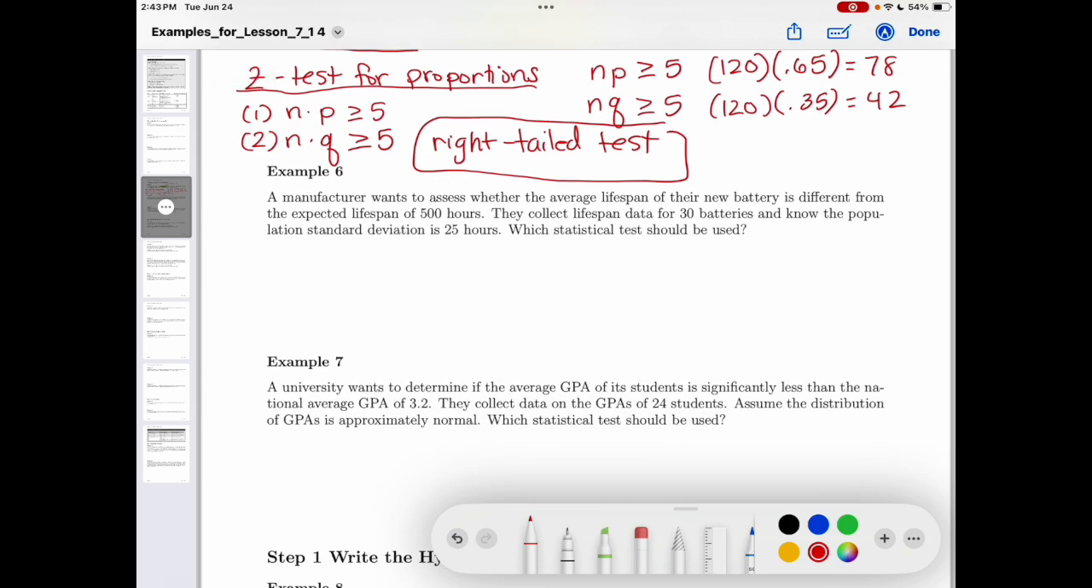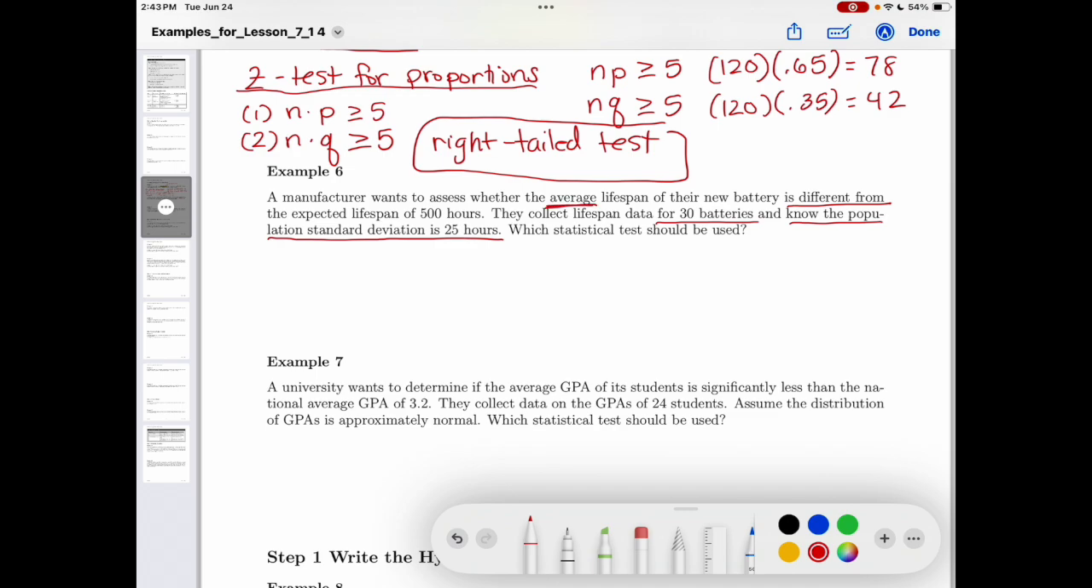Okay, example 6 says, a manufacturer wants to assess whether the average lifespan of their new battery is different from the expected lifespan of 500 hours. They collect lifespan data for 30 batteries, and we know the population standard deviation. What statistical test should be used?